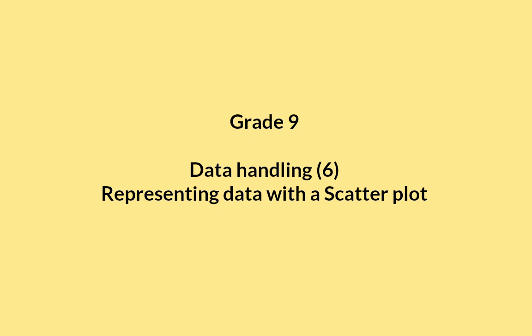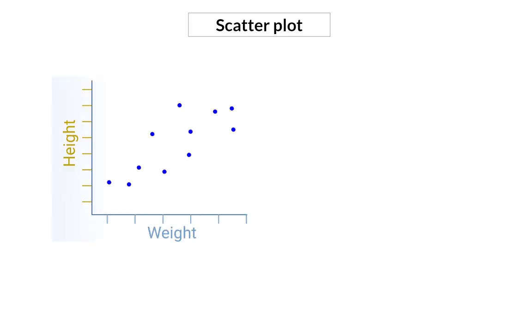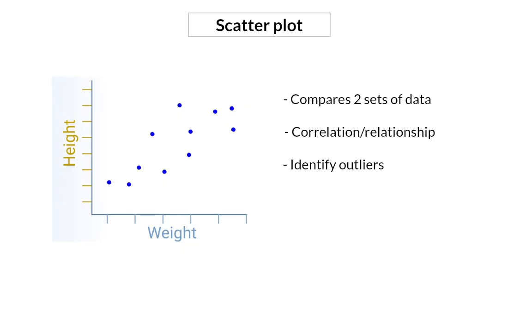In this video, we're going to have a look at how to represent data using a scatter plot. A scatter plot is different to all the graphs that we've done up to this point because a scatter plot makes use of two sets of data and compares them. A scatter plot then helps us to determine whether these two sets of data have a strong correlation or relationship, and it also makes it easier to identify outliers.